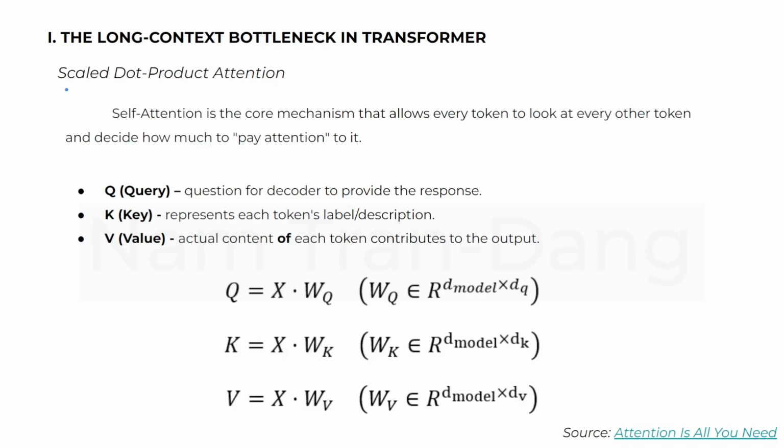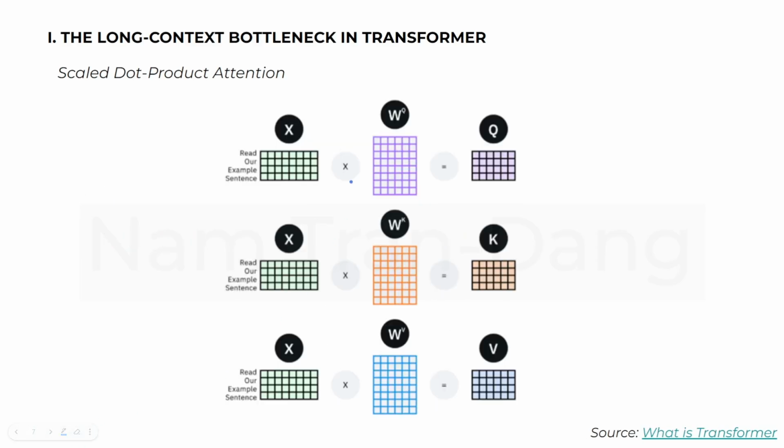Next, we're going to investigate scaled dot-product attention. Here is the main mechanism of transformers. It has three vectors. The first is Q. Q is the query, which is the question the decoder asks itself to provide a response. Meanwhile, the key is the token label description, and the value is the actual content of each token that contributes to the output. And here is a visualization from IBM of how Q, key, and value are created.